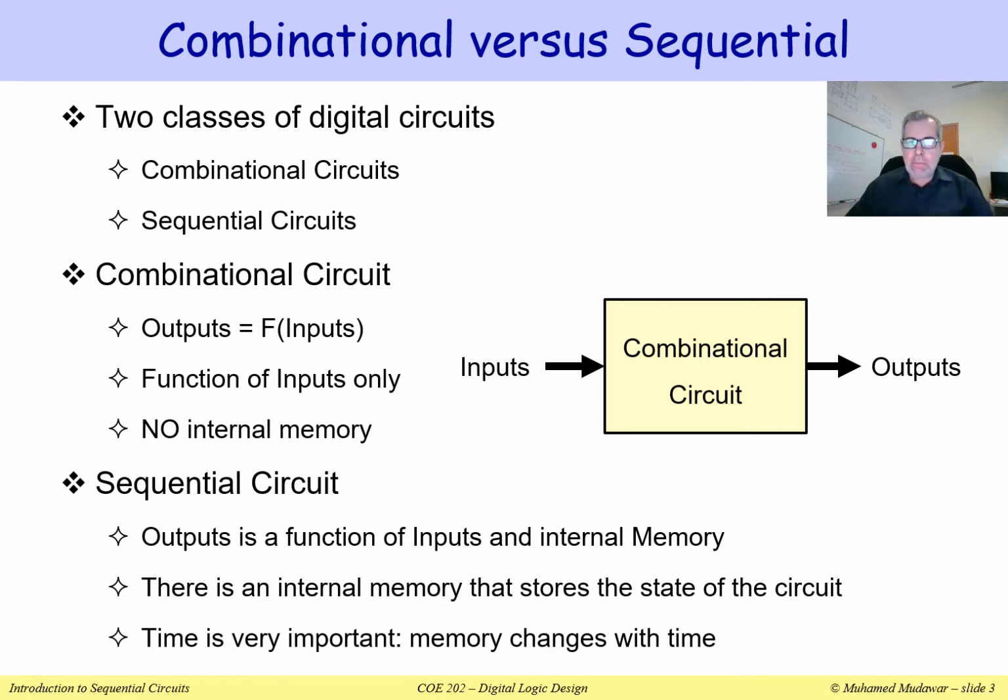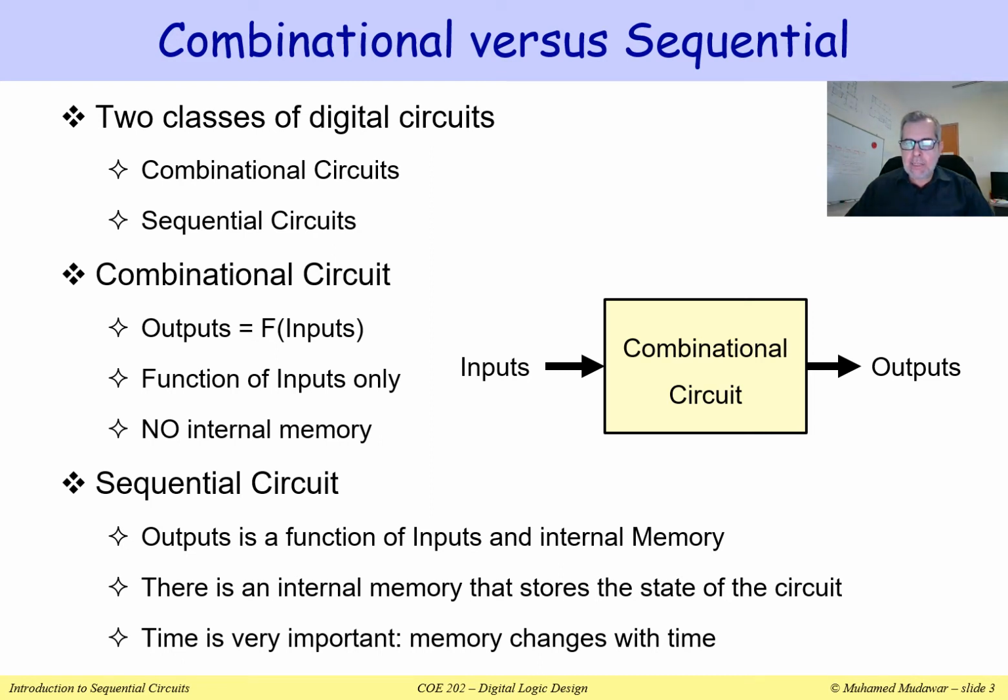In the case of a combinational circuit, the outputs are a function of the inputs only. So for a given input, there is a fixed output. So the output is uniquely defined based on the inputs only. One thing about a combinational circuit, there is no internal memory. So there is no memory inside the combinational circuit.